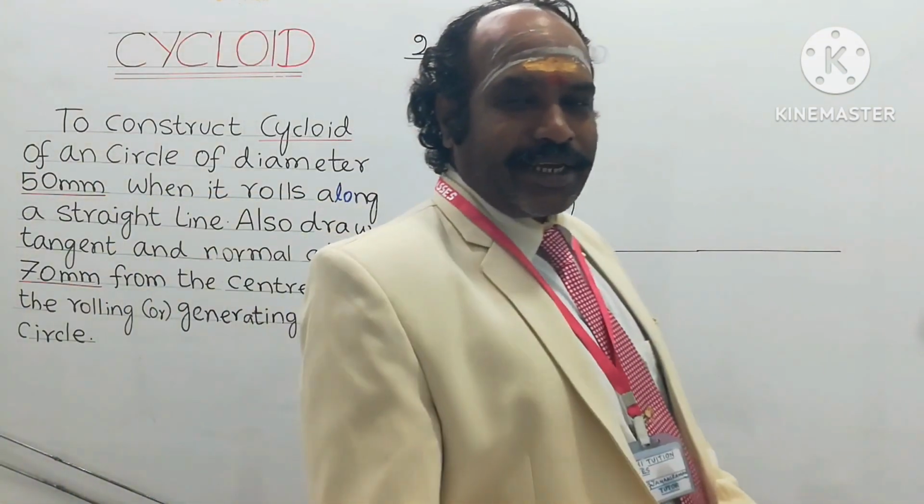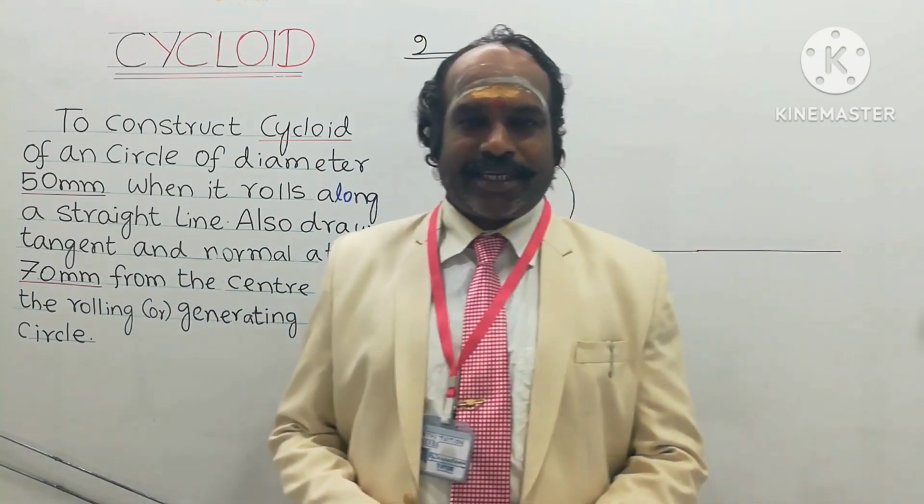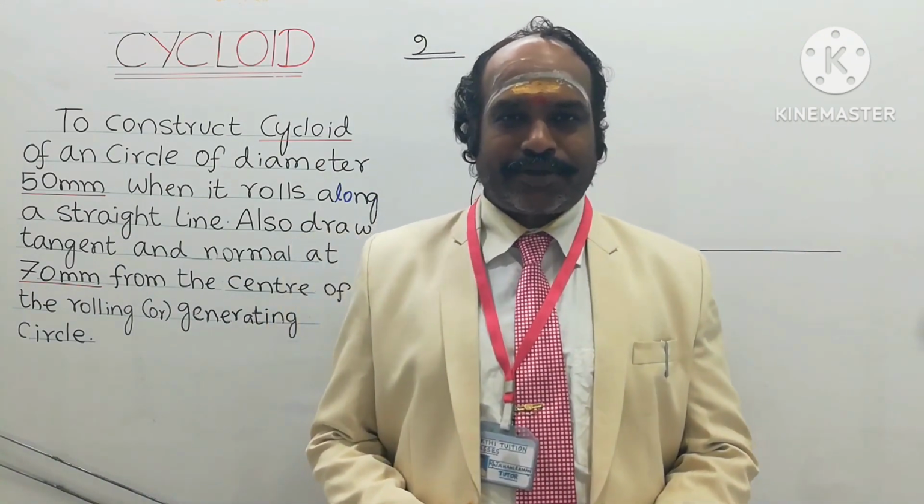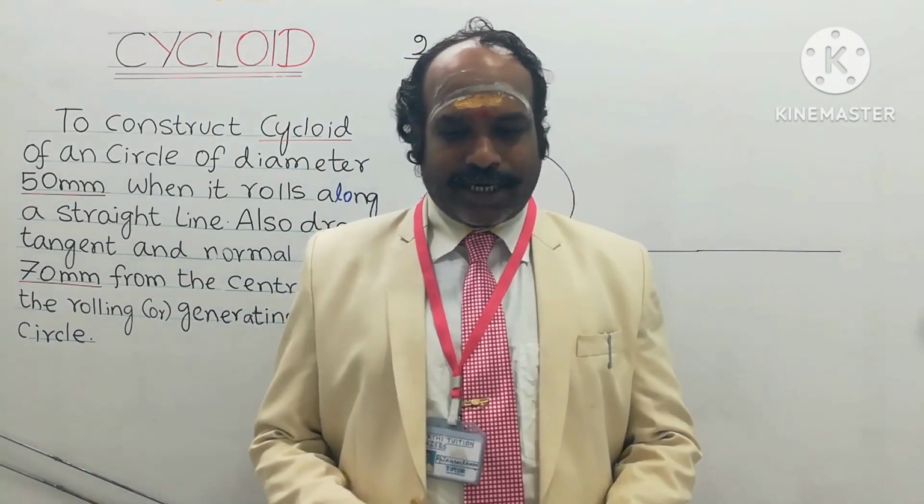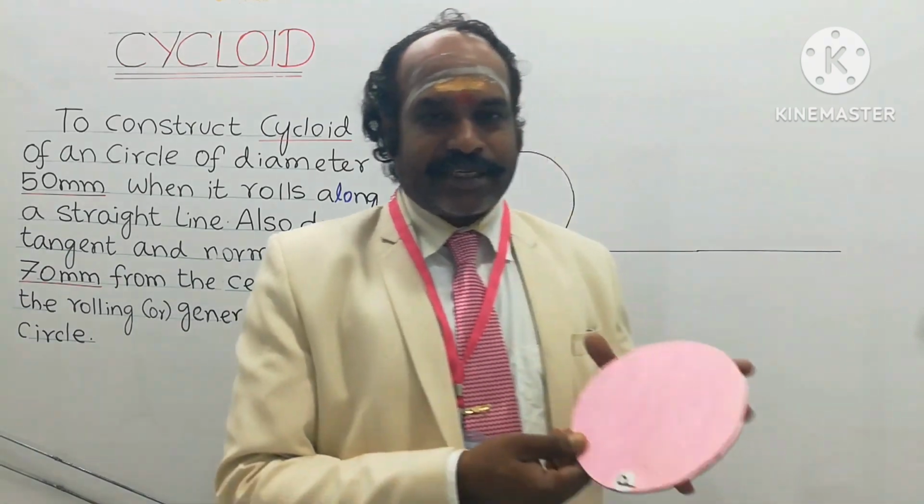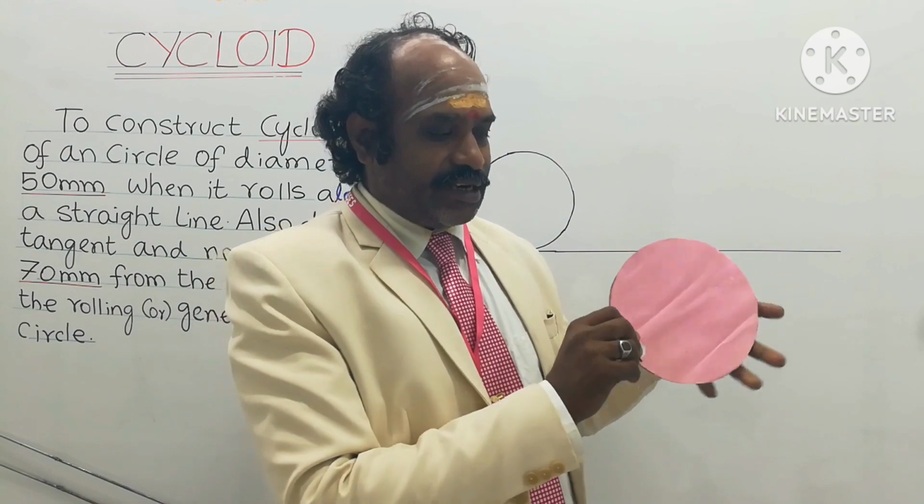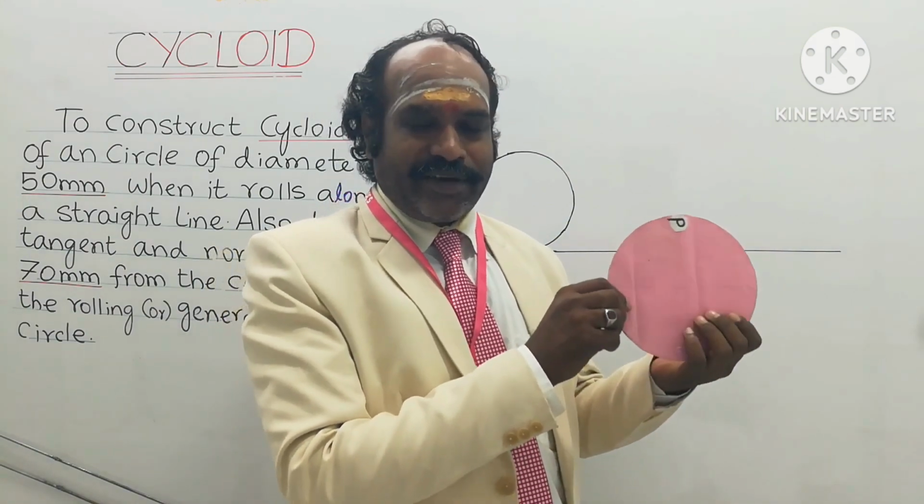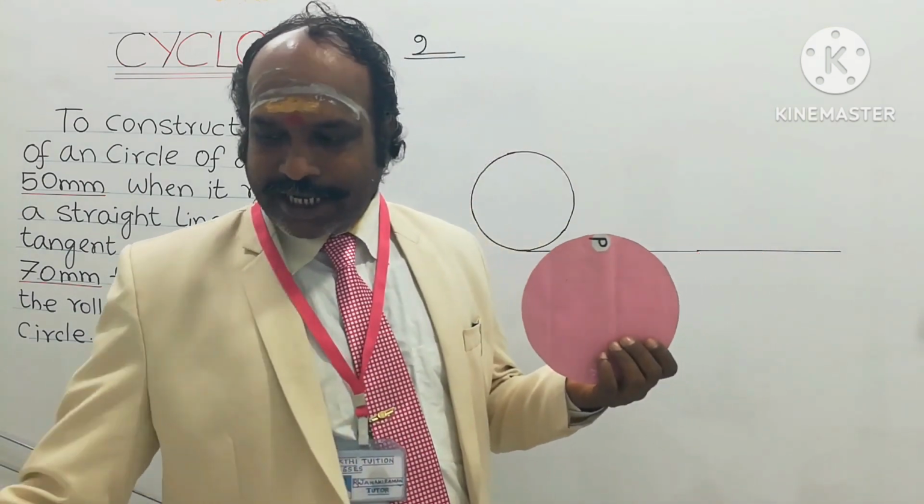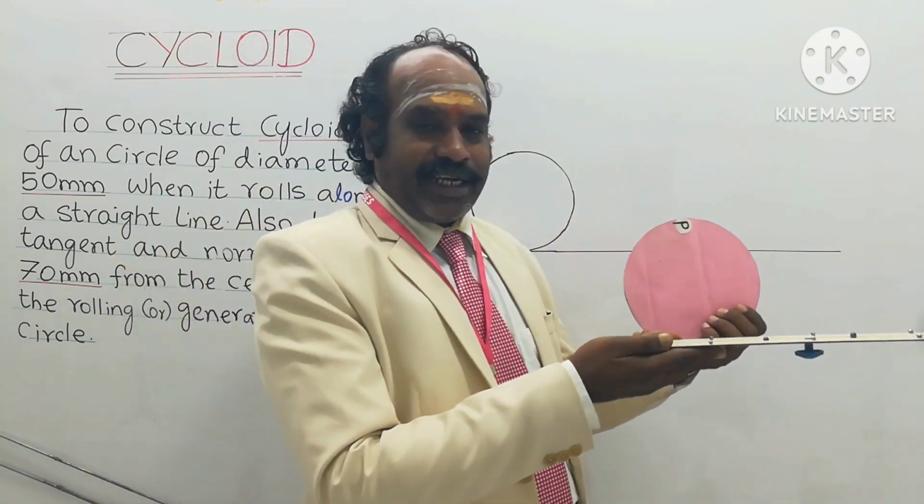Yes, the topic is cycloid of a circle on the subject called engineering graphics, applicable for B.Tech students of first year. Consider a circle is taken called as a rolling circle. This circle is called as rolling circle or generating circle, which is going to be rolled on a straight line, fixed straight line.